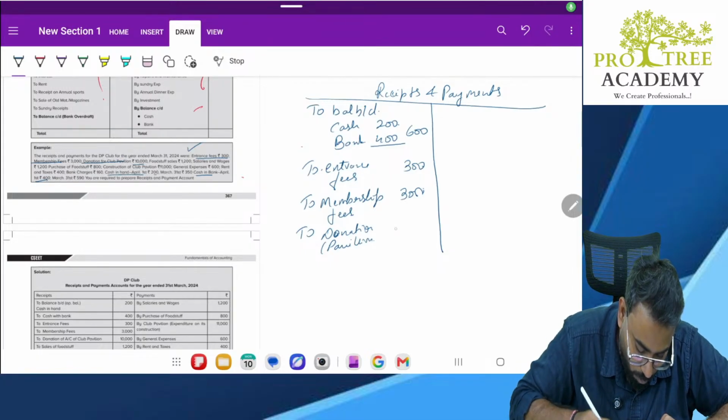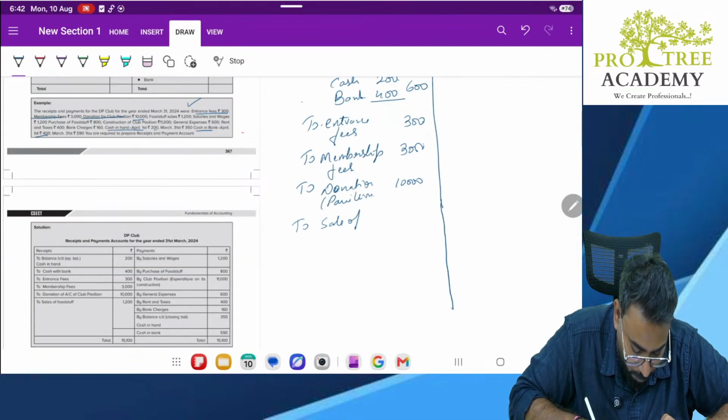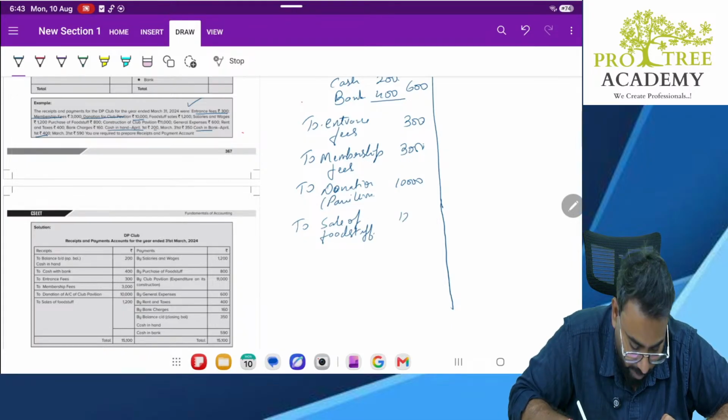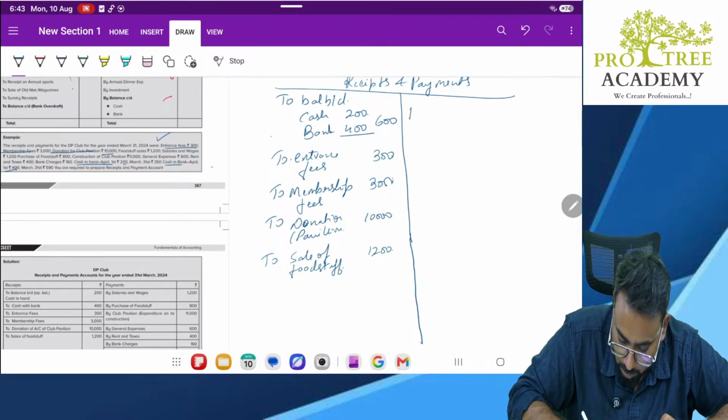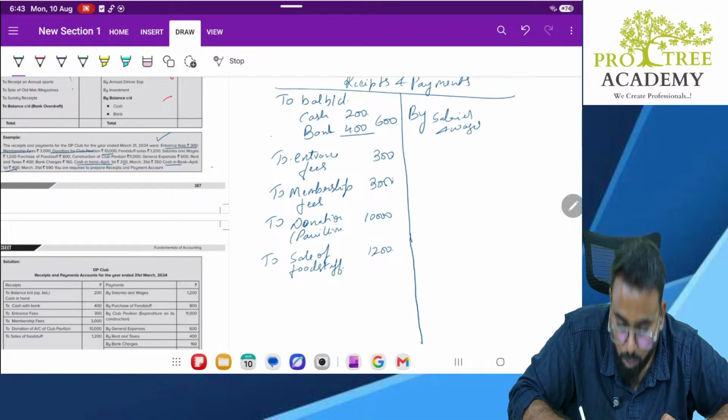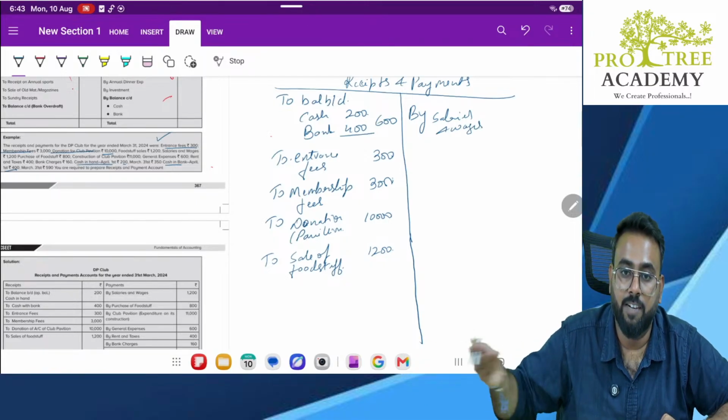Then sale of foodstuff, how much? 1200. Salaries and wages, it is a payment, correct? So, by salaries and wages. Now don't tell, sir, salaries and wages can also be receipt.